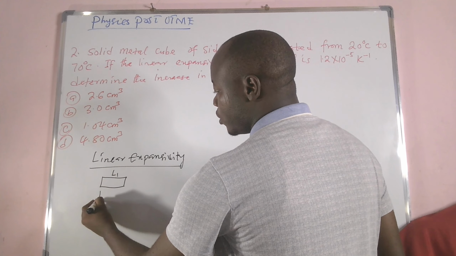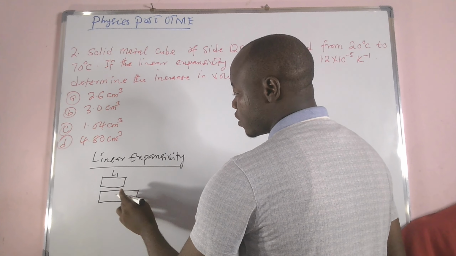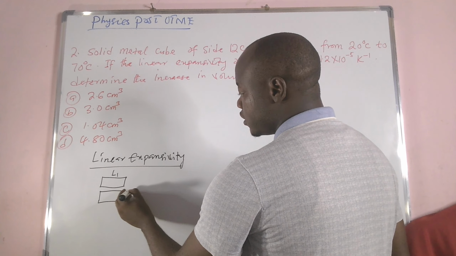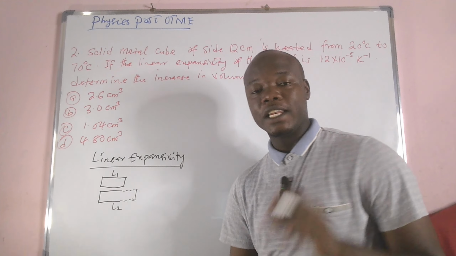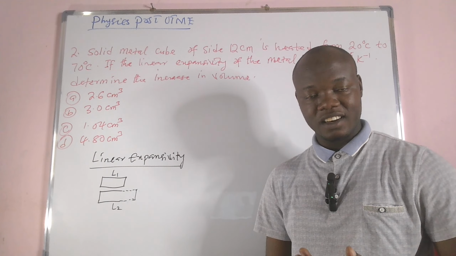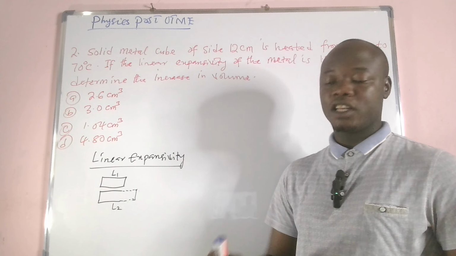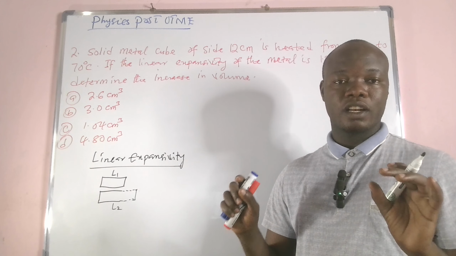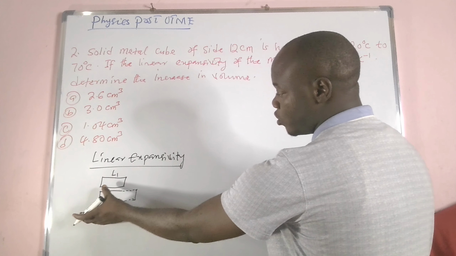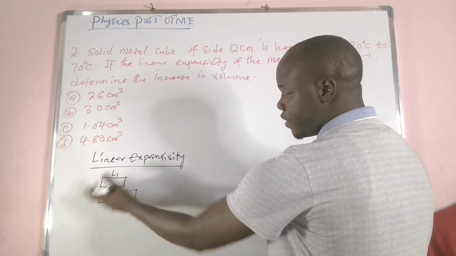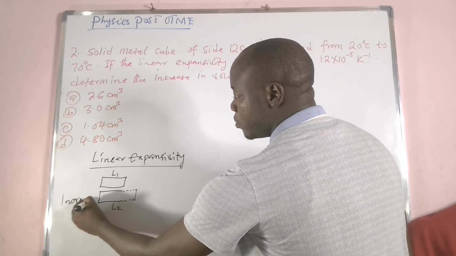And then when this material, maybe due to an increase in temperature, increases in length like this, we have L2. So linear expansivity is when you have an increase in length for unit length for each degree rise in temperature. That is when you have an increase in length of a material due to an increase in temperature. So this is your original length and this is the final length after you increase the temperature of the material.